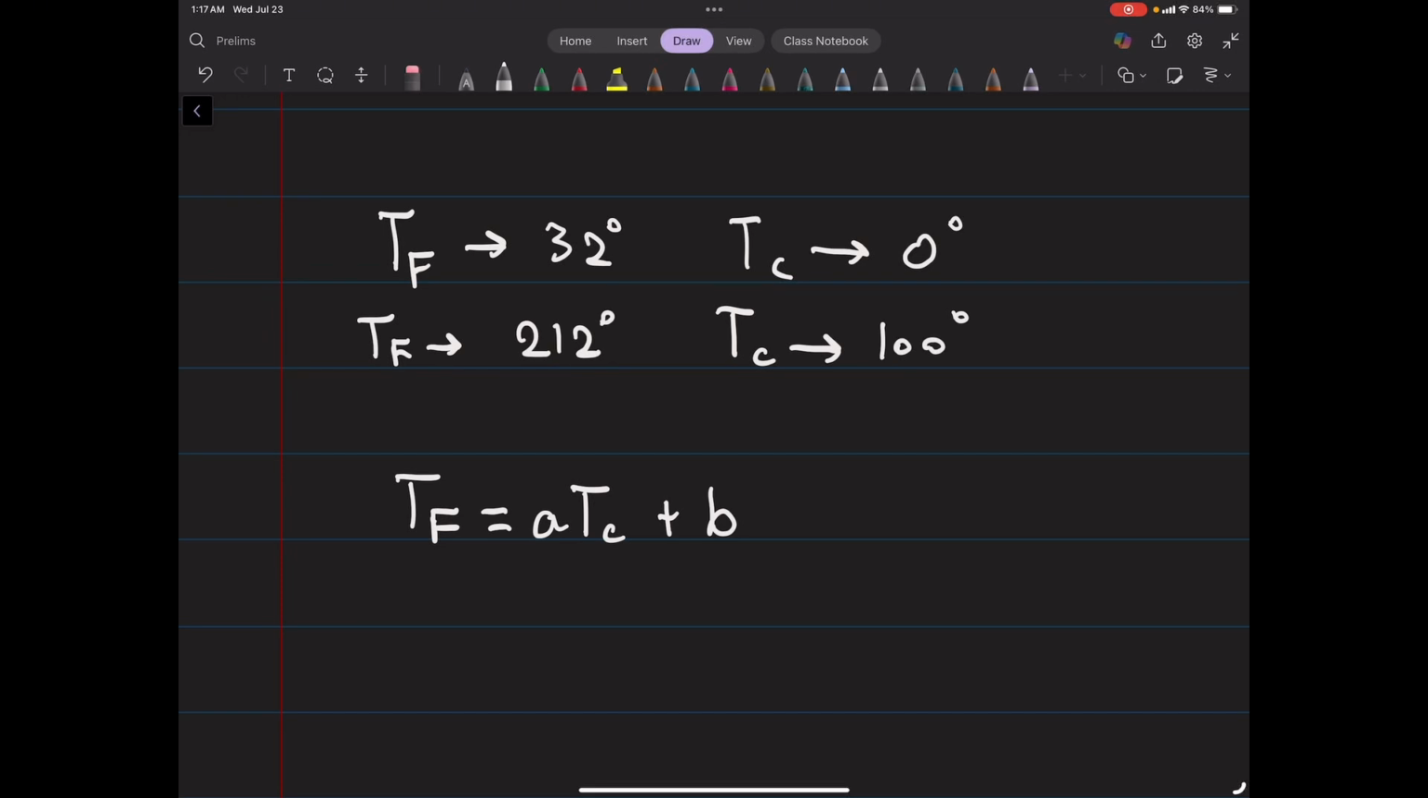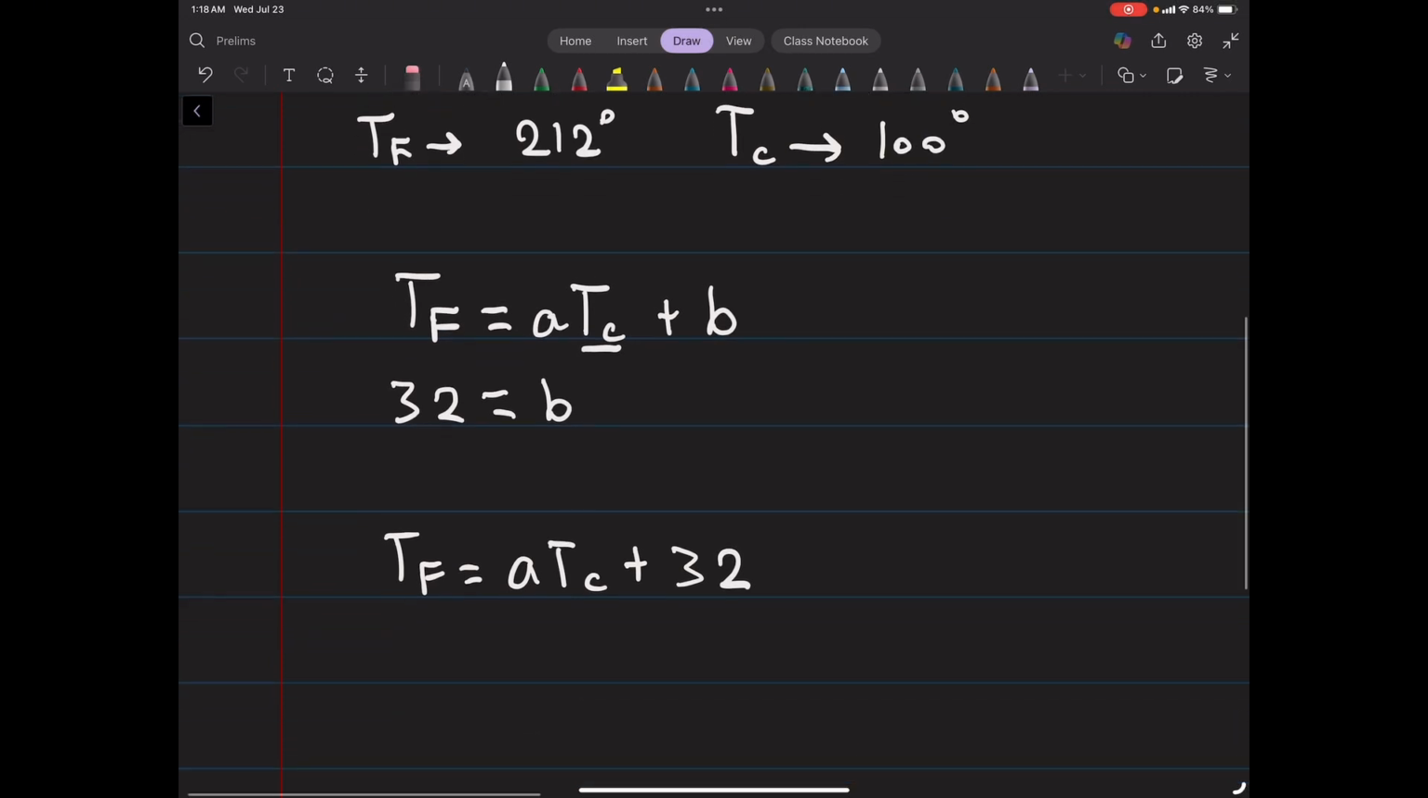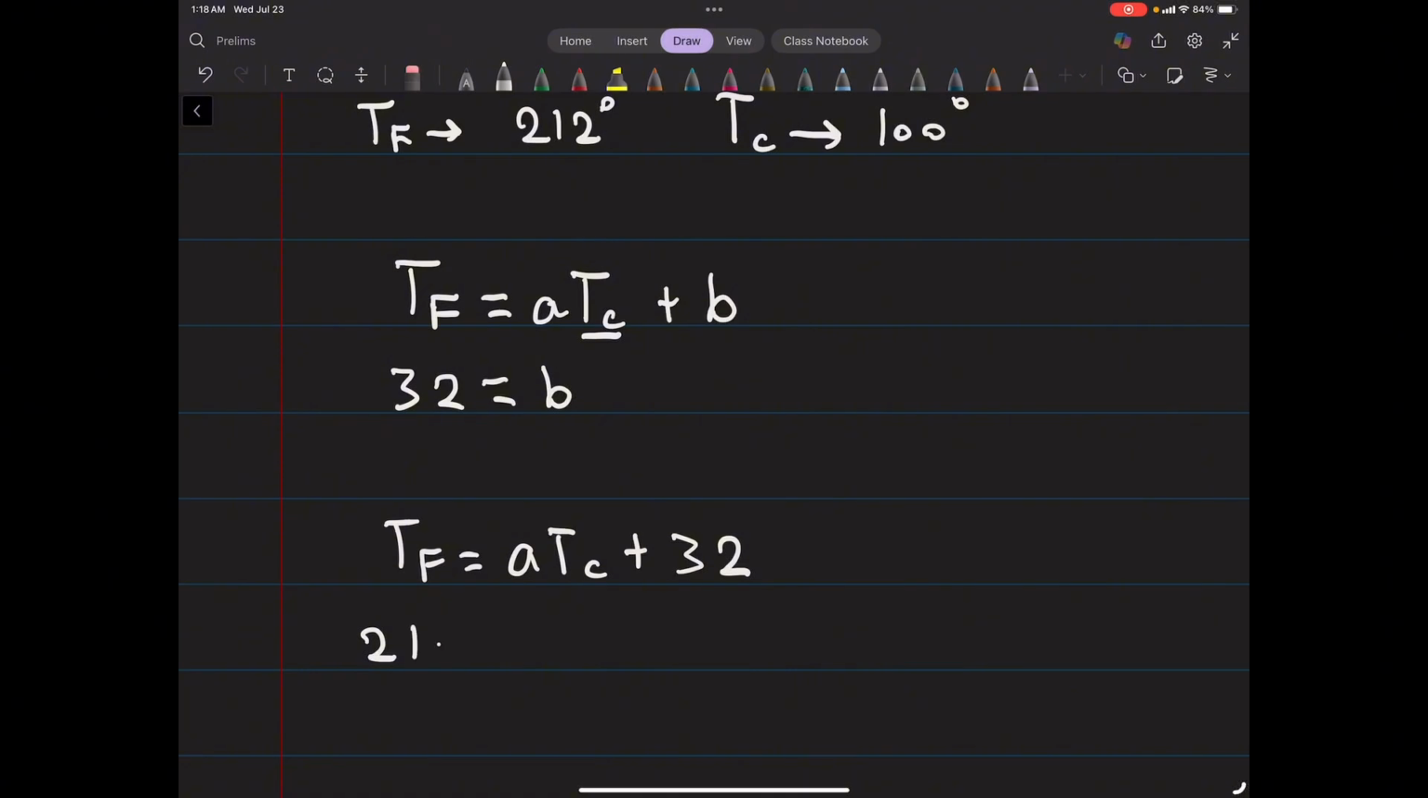In this case we have 2 points, so we can actually solve for this. We can say 32 degrees equals, I'm going to plug in 0 here, so that's 0, equals just b. So then we have T_F equals A T_C plus 32 degrees. Now we can use our other temperature, so we can say 212 equals A times 100 plus 32.